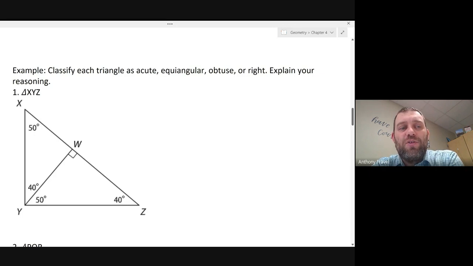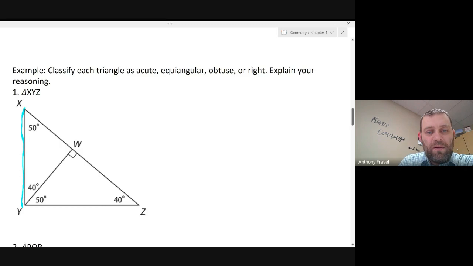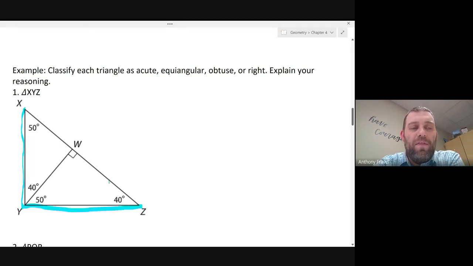I need to find triangle XYZ. I got that highlighter for a reason. I'm going to highlight the entire triangle. XYZ is going to be X to Y, Y to Z, and then back together. This is the entire triangle. So I've got one angle up here that's 50 degrees. This one down here is 40 degrees. However, this very bottom angle, I'm not certain of. So let me get a pen and let's figure that out.